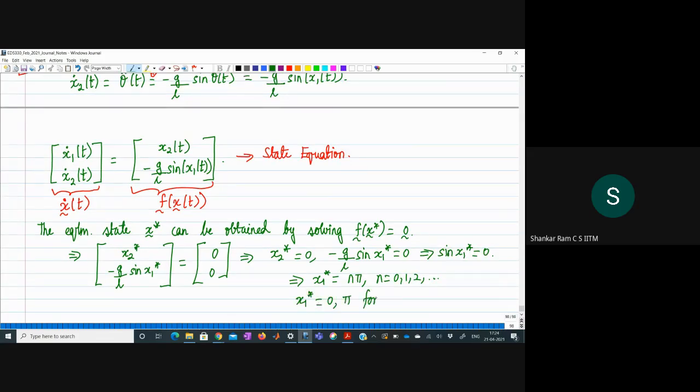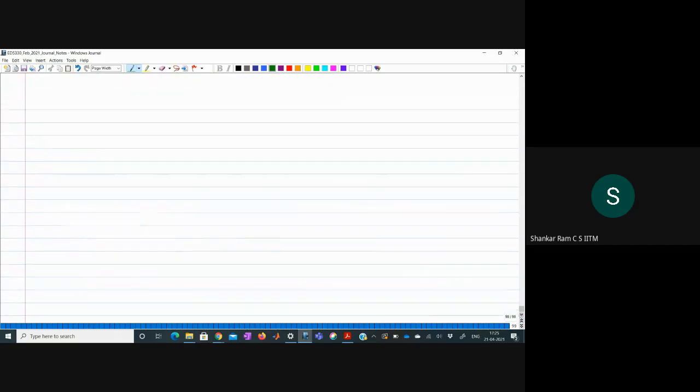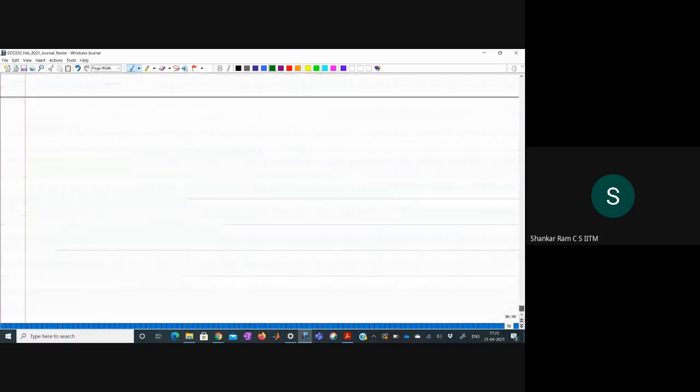Okay, for the pendulum, it can be either vertically down, which corresponds to n equals 0, or it can be vertically upwards, right? So we can have a pendulum vertically upwards, and that will correspond to n equals 1. On the other hand, if we have n equals 2, we come back to the vertically downward position once again, right?